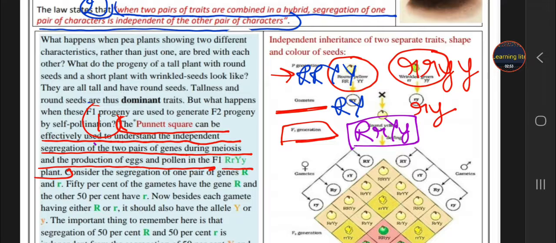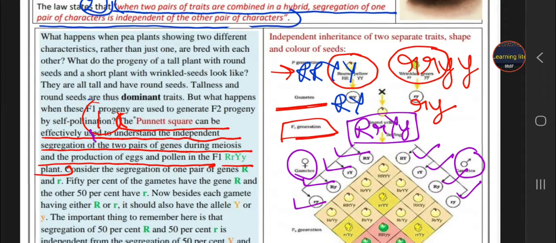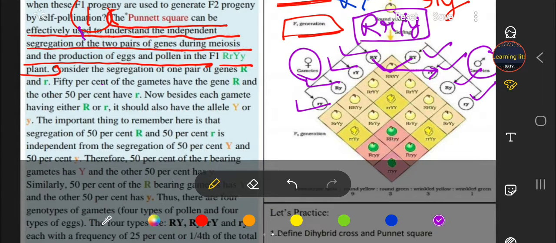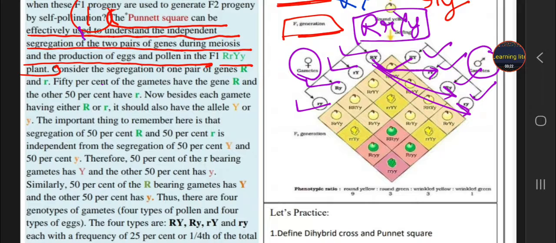So what are the gametes of the F1 generation? That is capital R capital Y, small r capital Y, capital R small y, small r small y, and these are the female. Same gametes are here for the male. And when these gametes are crossed together, like RY crossed with RY, then next one, and then next one. In the similar way, all the female gametes are crossed to all the male gametes, and we get the shape of a square, and this square is known as, student, the Punnett square.